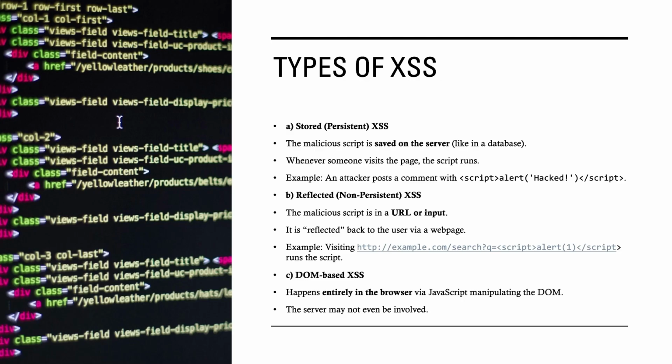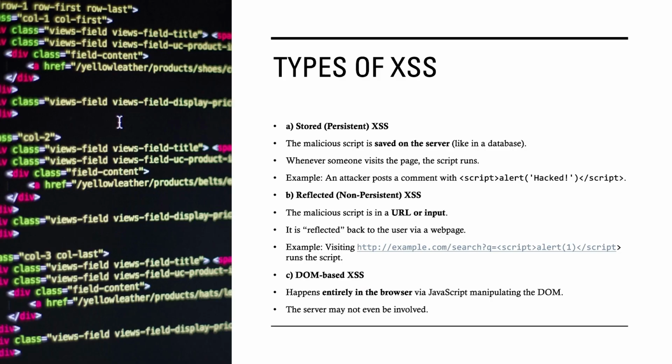Now let's view the types of cross-site scripting. First is stored, or persistent. The malicious script is saved on the server, most likely in the database, in comments, or anywhere it can be stored. Whenever someone visits the page, the script can run in the background. An example: an attacker posts a comment with a script and alert. Inside the alert, it could be a malicious script that can be executed.